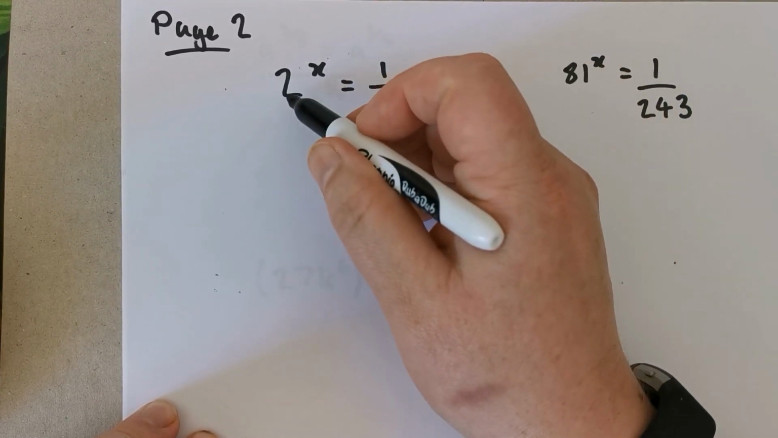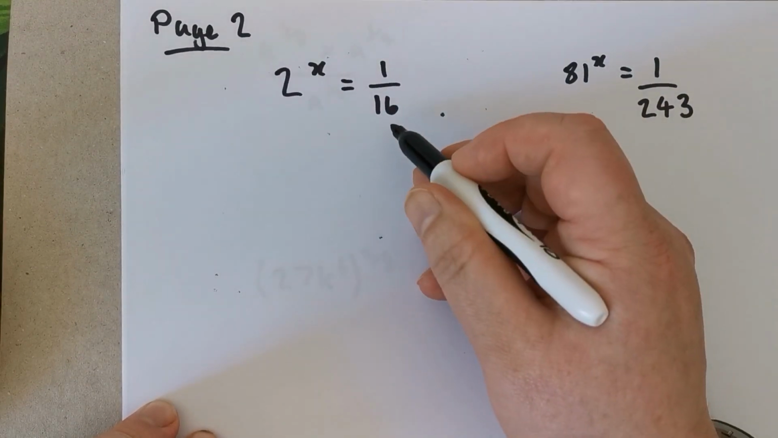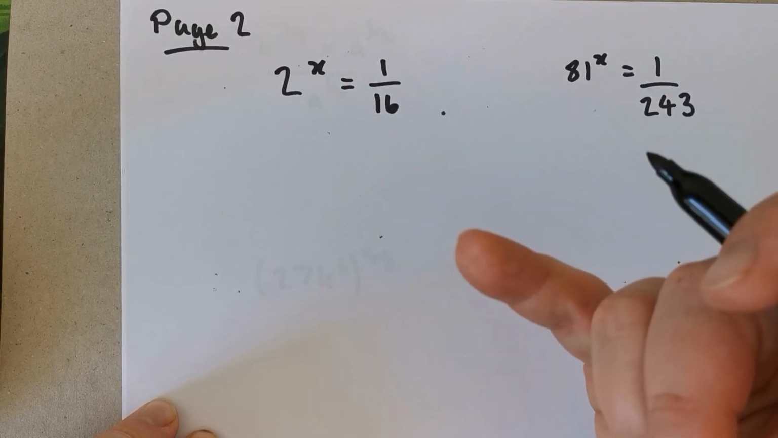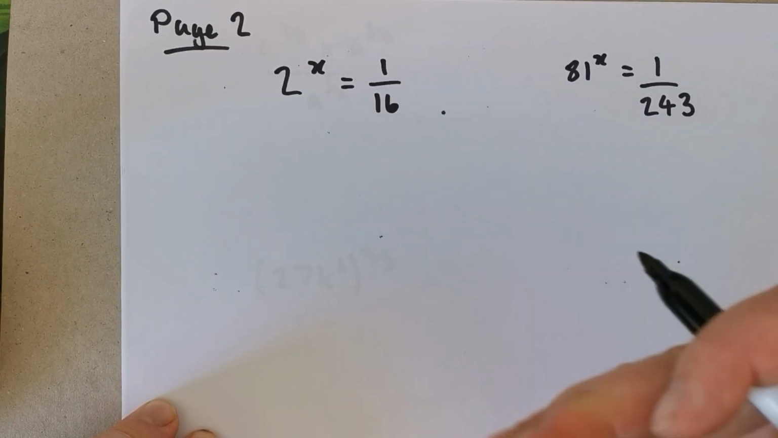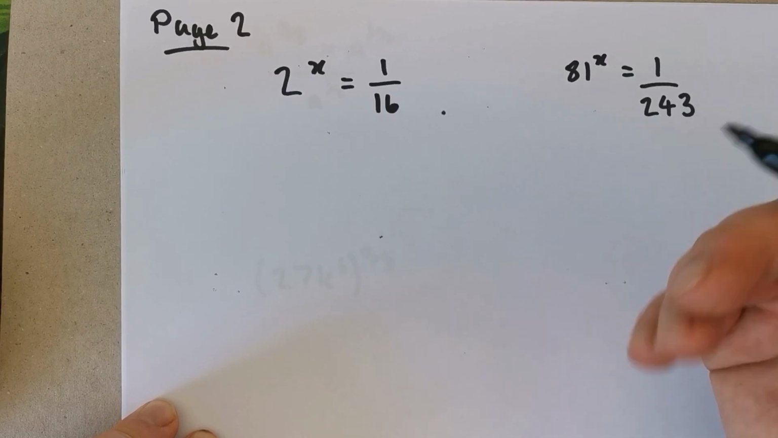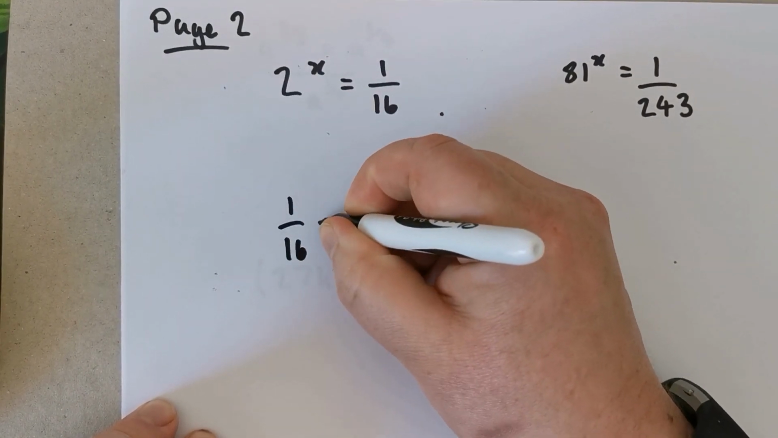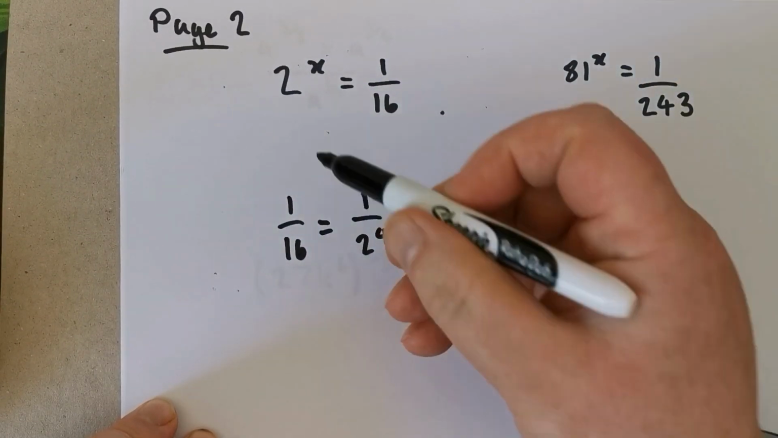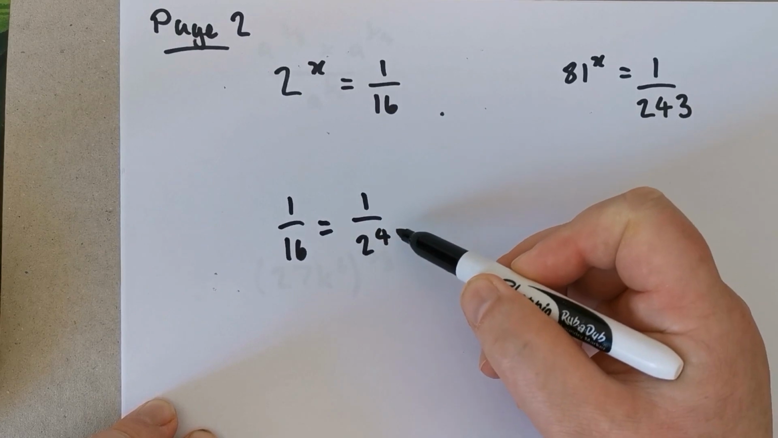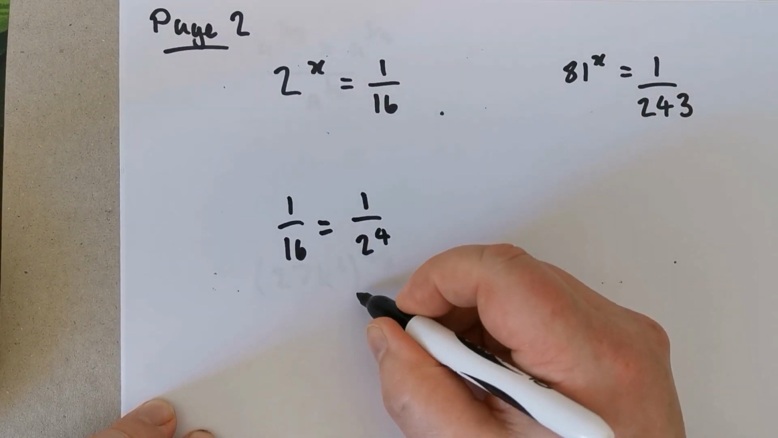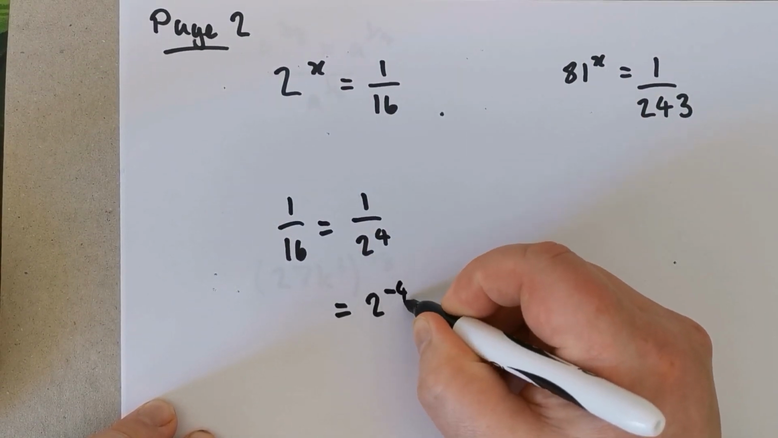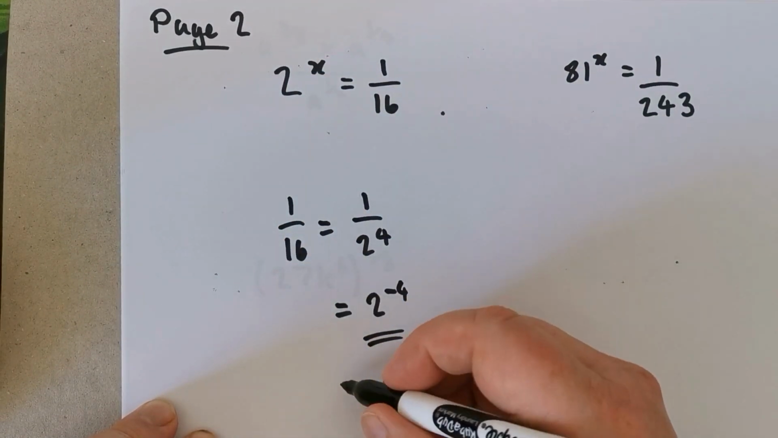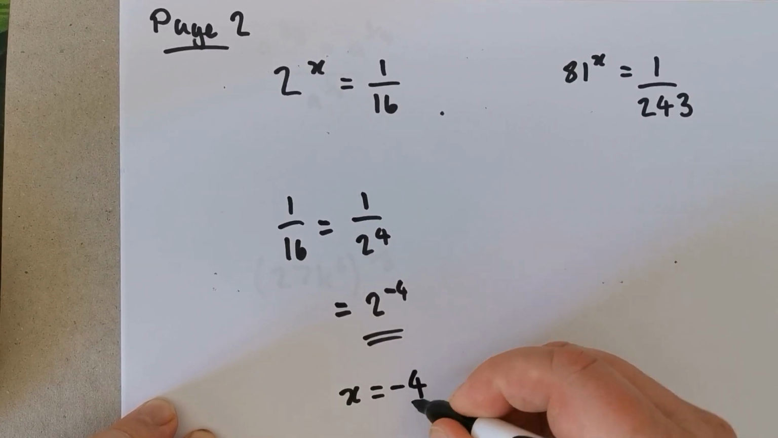First off, 16, I need that as a 2 to a power. Remember what I said to you about going up in 2s: 2 to the power 1 is 2, 2 squared is 4, 2 cubed is 8, 2 to the power 4 is 16. So 1 over 16 is the same as 1 over 2 to the power 4. I don't want 1 over 2 to the power 4, though, I want 2 to a power, so I use the negative and make that 2 to the power minus 4. And guess what you've got? 2 to the power x is 2 to the power minus 4, so I can finish that by saying x is minus 4.